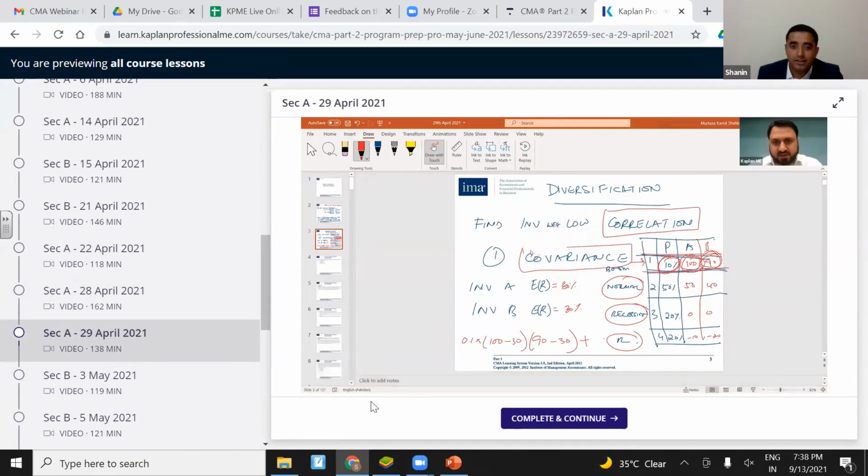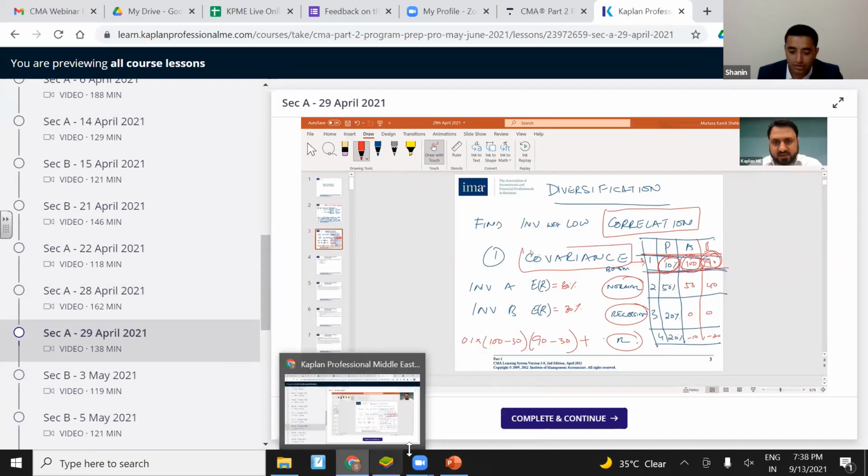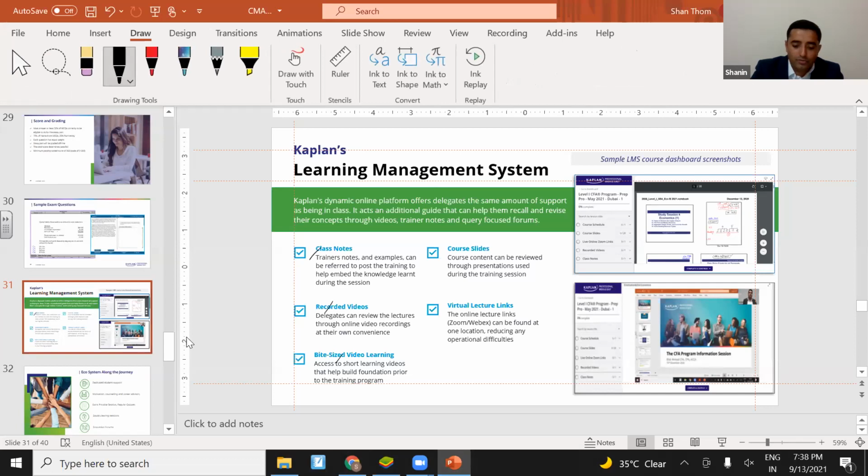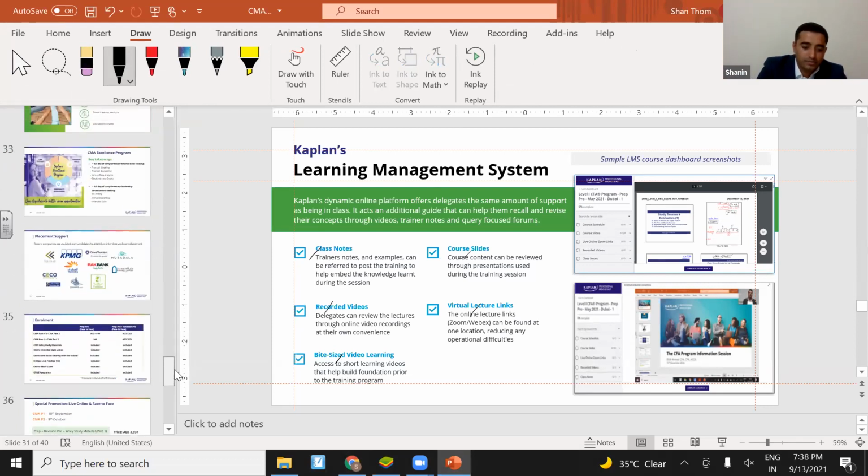Even in case you are unable to attend the sessions, they are recorded and you will be able to access all of them. So you have your class notes, recorded videos, bite-sized video learning, course slides, and virtual lecture links. All of these are provided on the LMS platform. The moment you enroll, you will get a welcome email where your login ID and password will be given, along with a link. You just have to log in and access the notes.